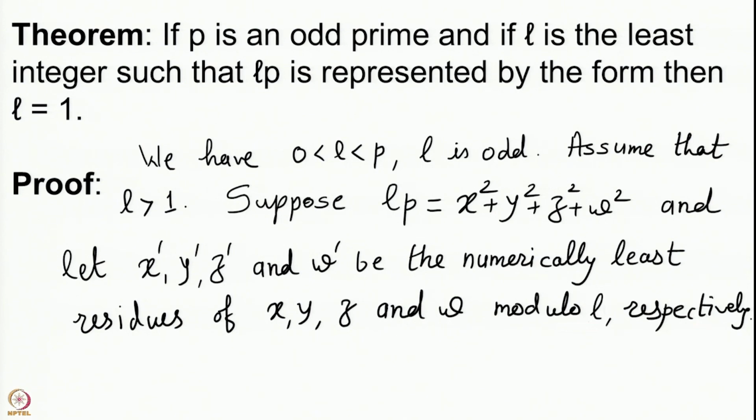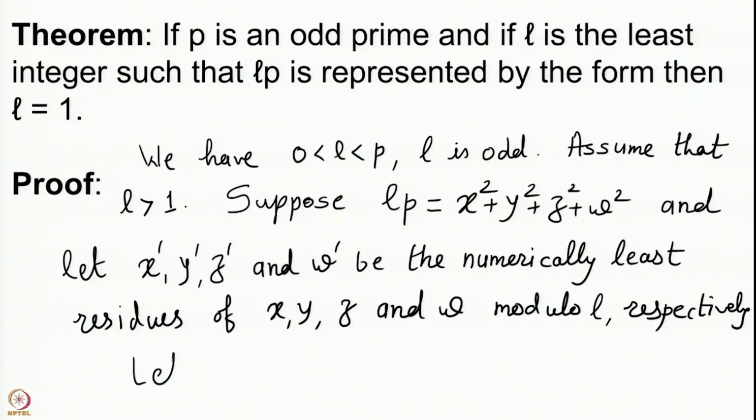What do I mean by respectively? Respectively would mean that x prime is the numerically least residue of x, y prime is the numerically least residue of y, z prime is the numerically least residue of z and w prime is the numerically least residue of w. This is what we mean. x prime, y prime, z prime, w prime are some integers after all. Let n be the sum of their squares.